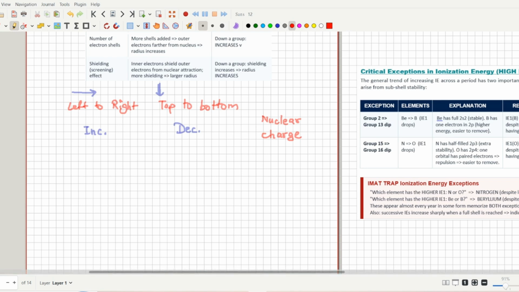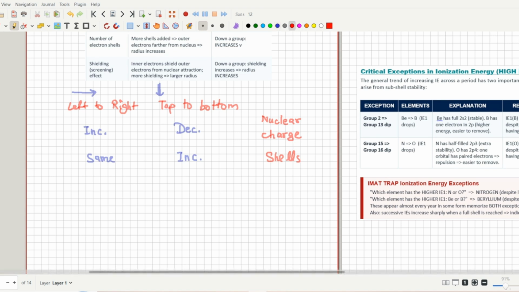The next thing that you have to discuss is the number of shells. When you move from top to bottom, the number of shells increases, while when you move from left to right, the number of shells remains the same. The number of shells does not decrease or increase when you move from left to right in a period.